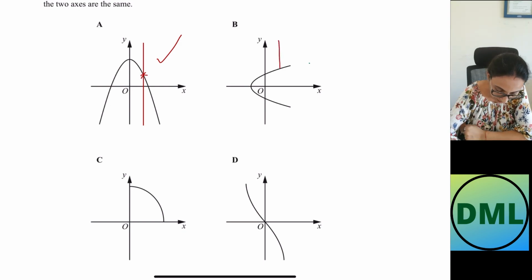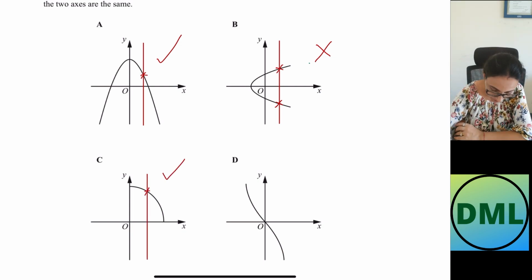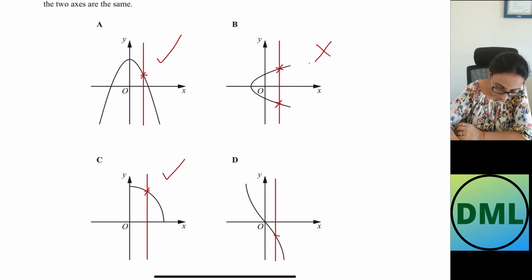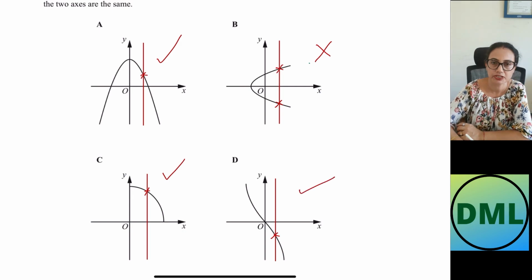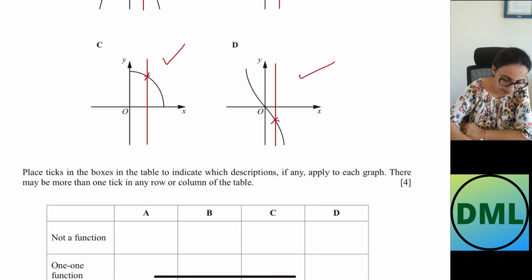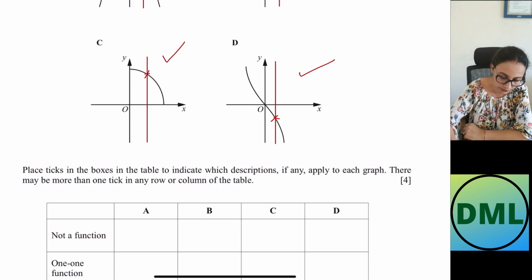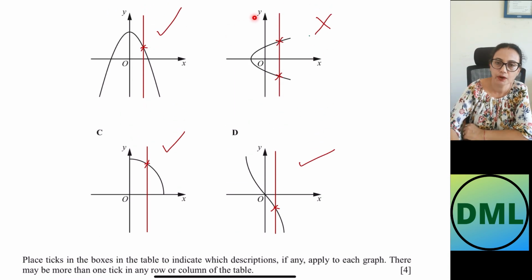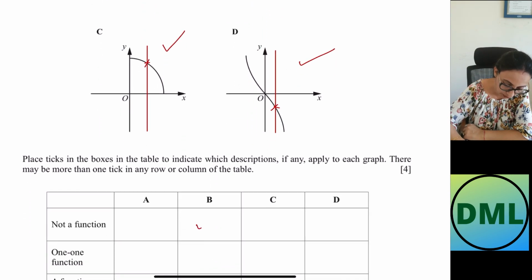Let's draw the vertical line on the second graph. This cuts the graph at 2 points. So this is not a function. Let's draw the line here on the third graph. This cuts the graph at 1 point. So this is my function. Let's plot the line here on the fourth graph. This cuts the graph at 1 point. So this is my function. What he's asking? He's asking not a function. Which one is not a function? B is not a function. Let's put a tick here in the B. So this is not my function.